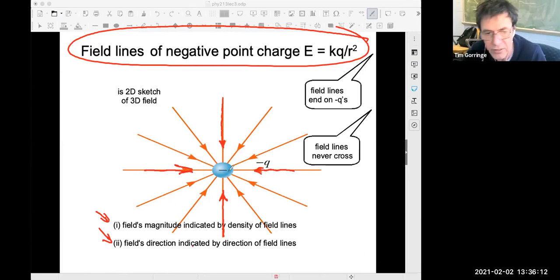So those field lines are showing us where the field is strong, near the charge, and where the field is weak, far from the charge. They're showing us the direction of the field. It's downwards if you're above the charge. It's upwards if you're below the charge. It's to the right if you're on the left of the charge, and it's to the left if you're on the right of the charge. And again, these field lines never cross one another. They're not allowed to cross one another.